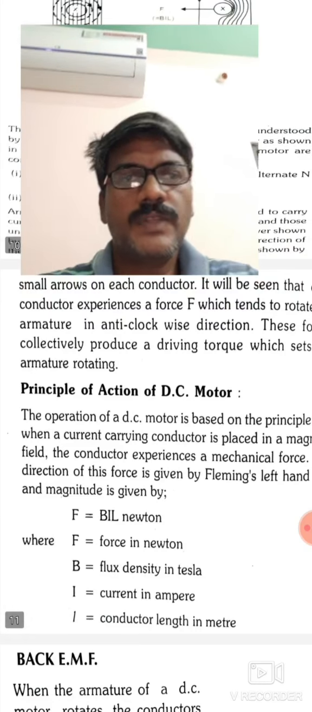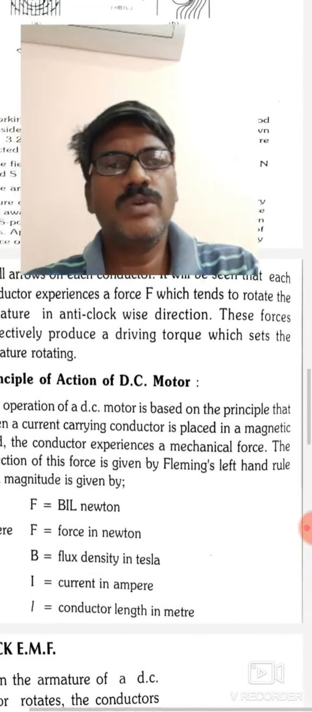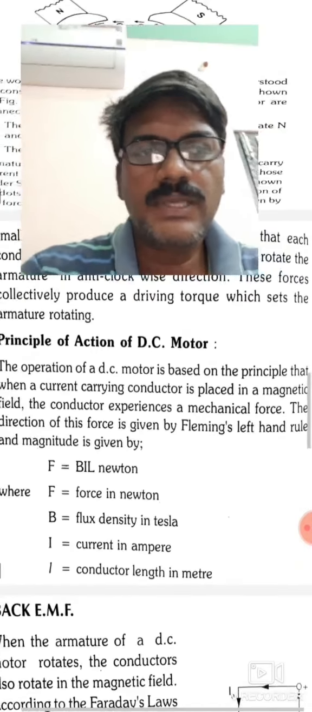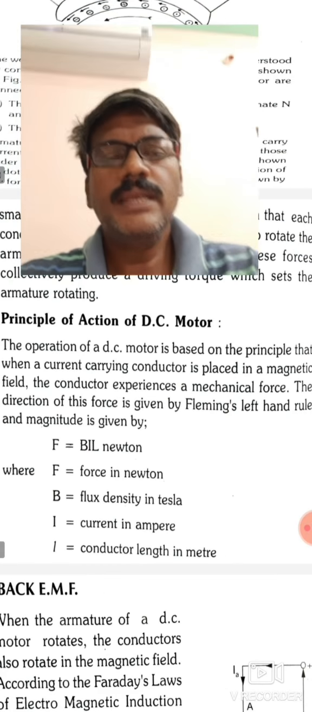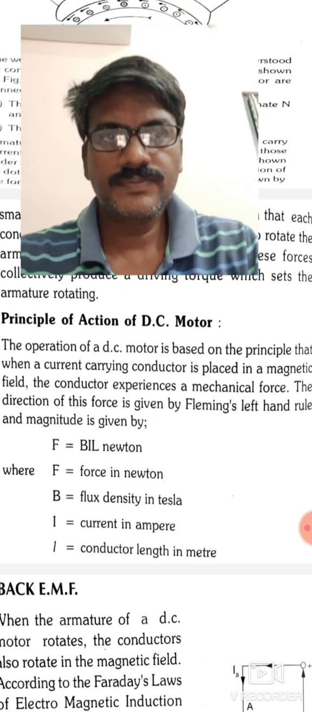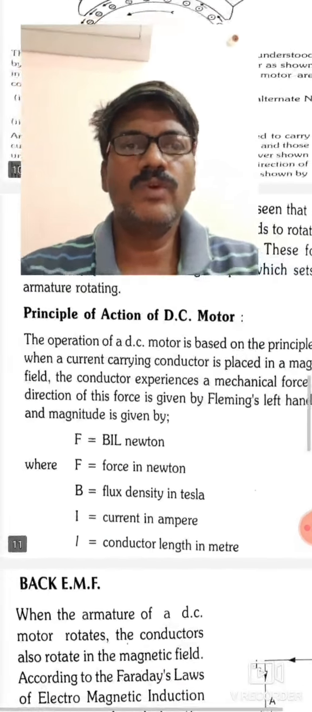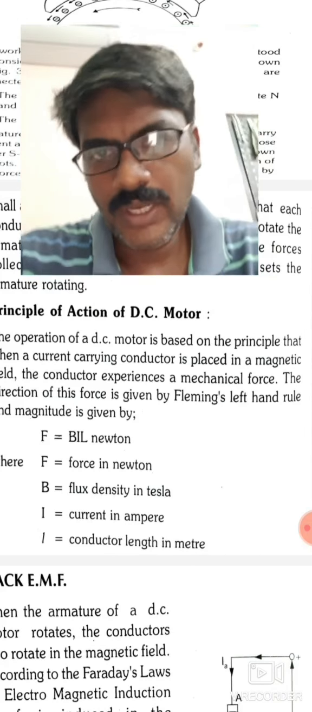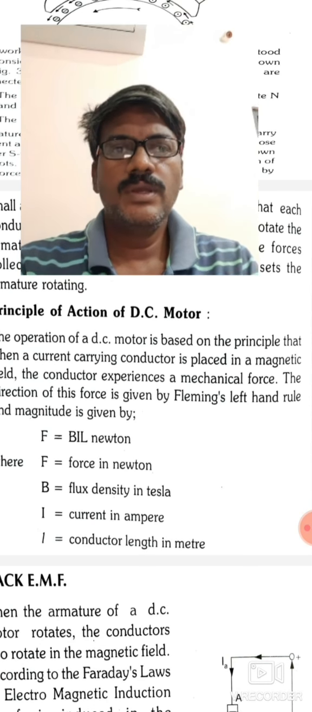By using these two rules, we can understand the working principle of a DC motor, right? So the operation of a DC motor is based on the principle that when a current carrying conductor is placed in a magnetic field, the conductor experiences a mechanical force, and the direction of this force is given by Fleming's left hand rule.